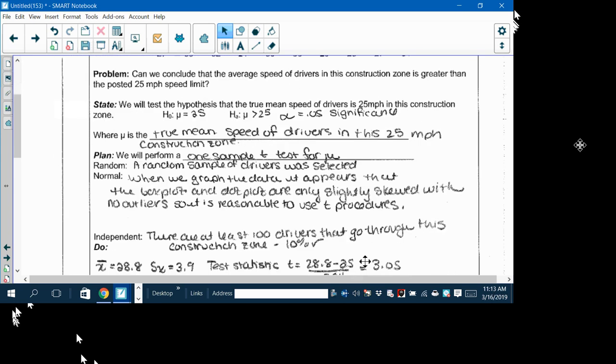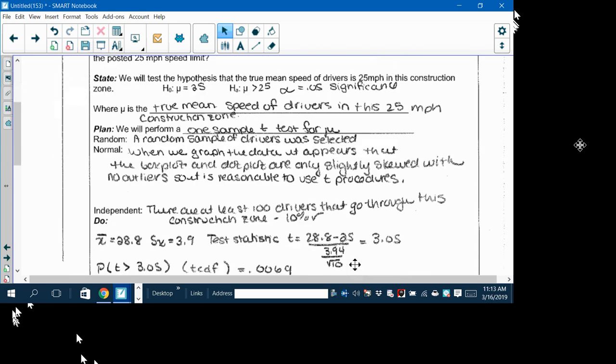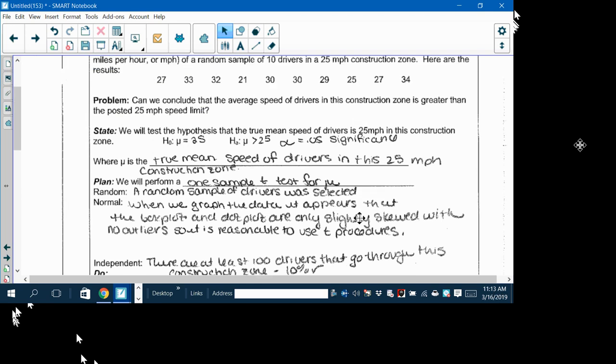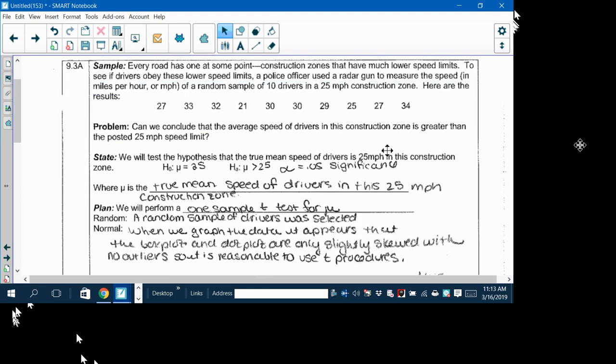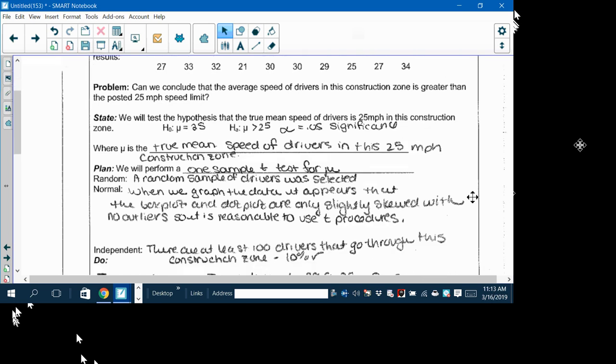Now, is it normal? I'll remind myself to show you guys how to do this. If you need help doing a box plot of this later, just let me know, I can show you how to do this again. But we only have, I think, 10 samples. So obviously the central limit theorem does not apply. So we have to graph this, double check, and see what it looks like.